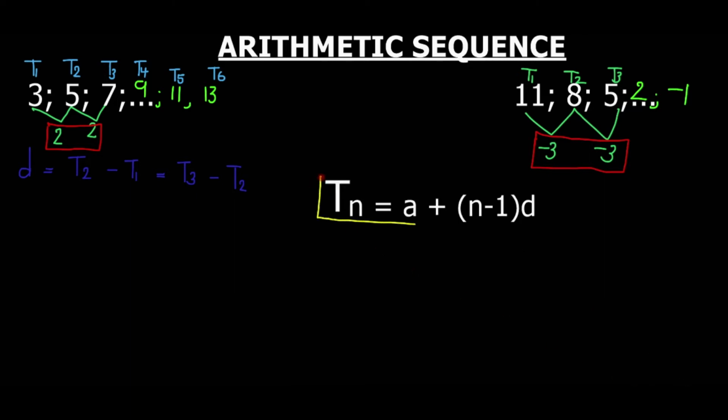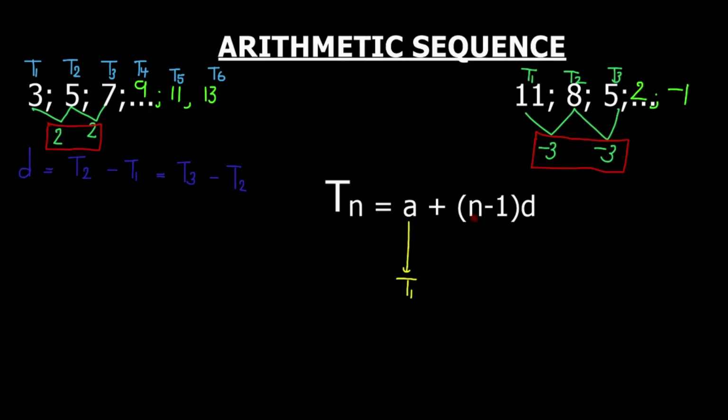This is our nth term formula. This nth term formula will create any term for the sequence. But let's understand each variable for this formula. A is our first term. A is term number 1. So if we consider this sequence, this means our A is 3. But if we consider this sequence, this means our A is 11.